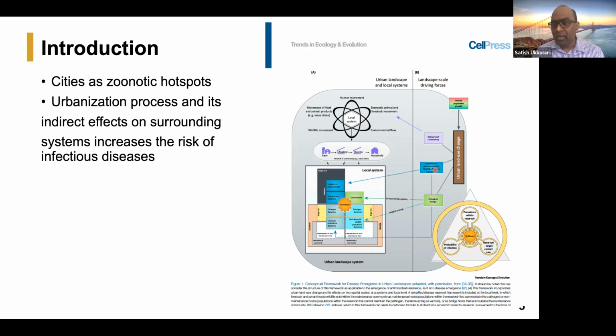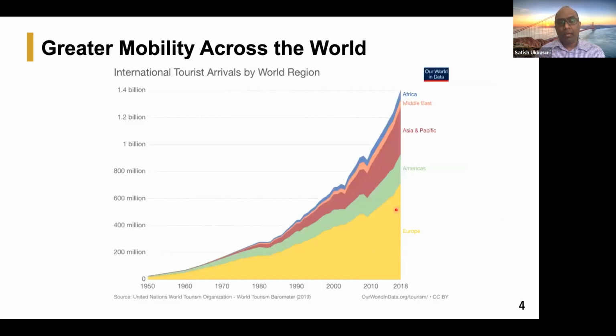So these types of system diagrams, which help us capture the dependencies between various kinds of urban, ecological, and infectious disease spread, are something we are seeing more and more due to rapid urbanization. And this is also borne out by the data.